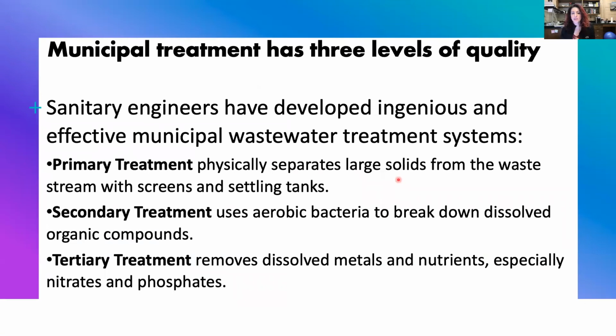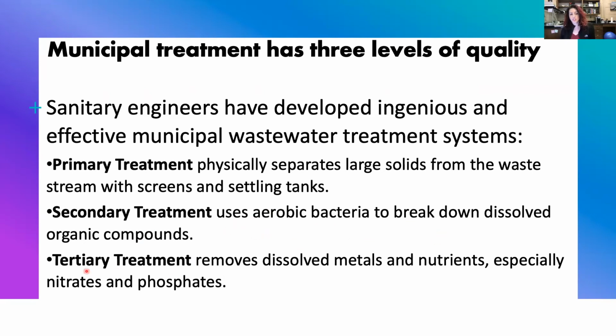municipal treatment. There are 3 levels of quality, and these are all overseen by sanitary engineers. They've developed ingenious and effective municipal wastewater treatment systems. Primary treatment physically separates large solids from the waste stream with screens and settling tanks. Beyond primary treatment, there's secondary treatment that uses aerobic bacteria to break down dissolved organic compounds. So although the wastewater is usually free of pathogens and organic material after the secondary treatment, it still contains high levels of these inorganic nutrients. So if discharged into surface waters, these nutrients would then stimulate algal blooms and cause eutrophication. So we don't want that to stop at the secondary treatment phase.